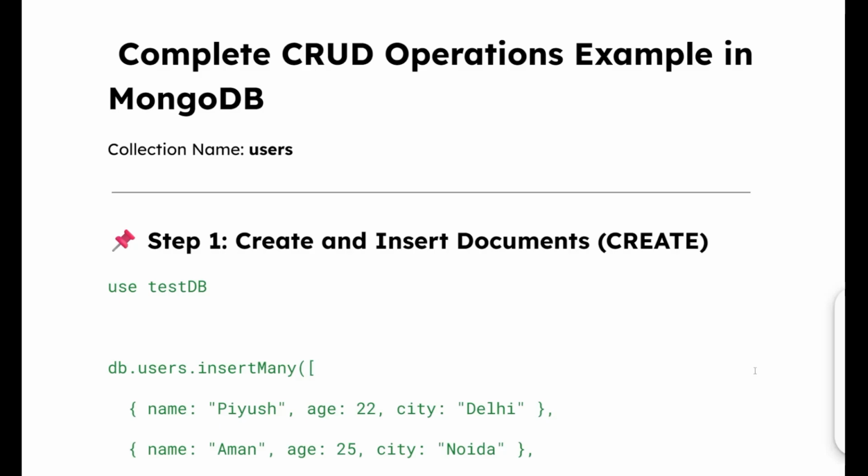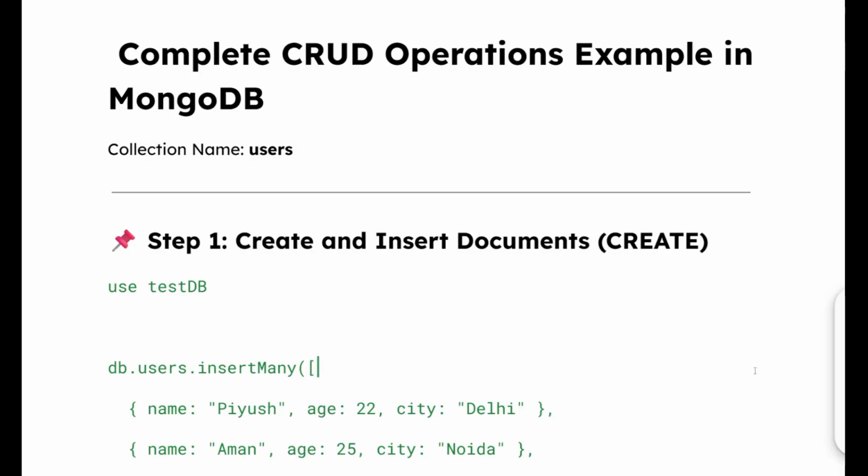Hey, hi everyone. In this particular video, we are going to learn about the complete CRUD operation in MongoDB with the help of a very important example. Now, what is CRUD? Well, CRUD stands for create, read, update, and delete. These are all operations that we do with a document that we store in MongoDB.